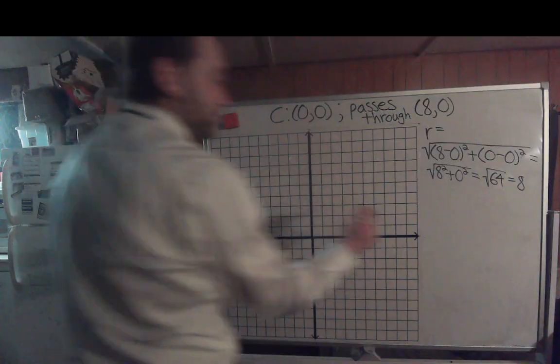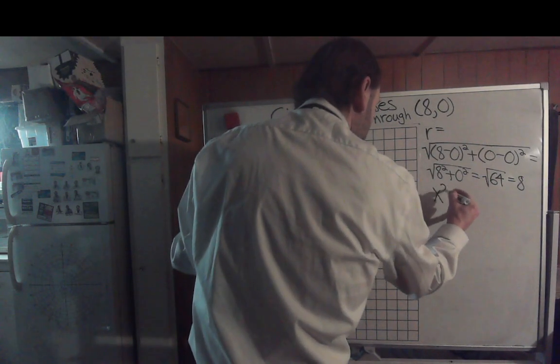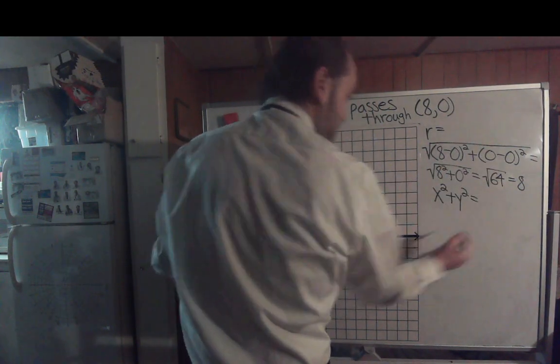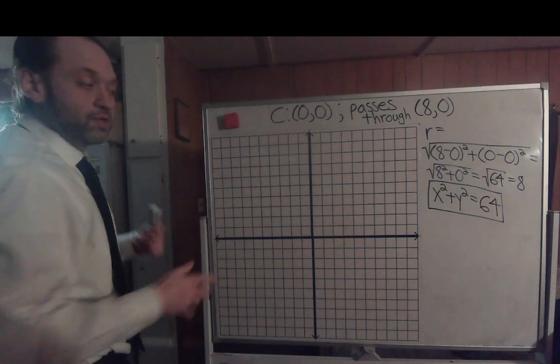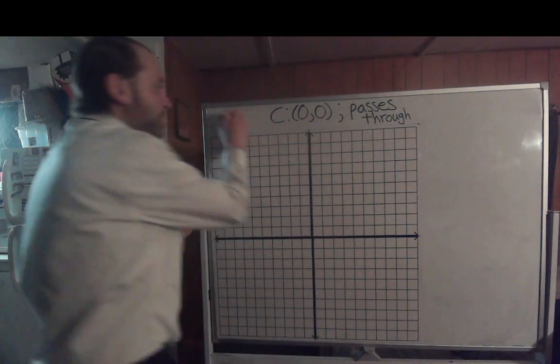The center is 0, 0, so you would get x squared plus y squared equals your radius of 8 squared, so that'd be 64. So you should get x squared plus y squared equals 64 for this equation. Now, we'll do a couple with the center at the origin, but it's not going to be quite as easy as far as what point it passes through.